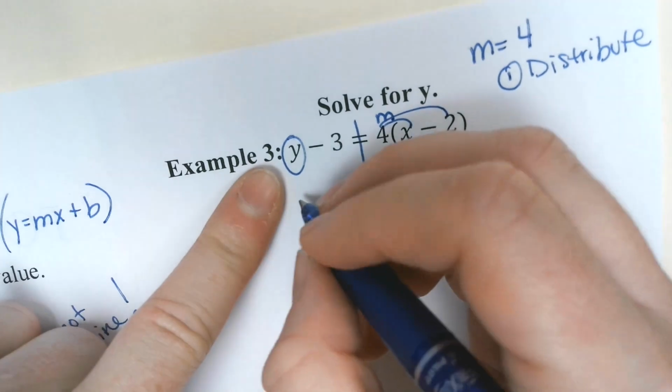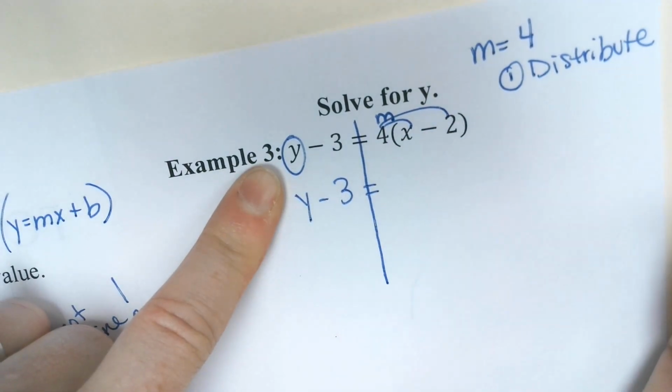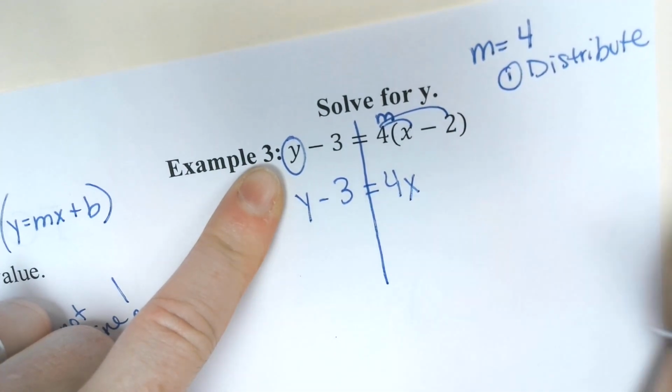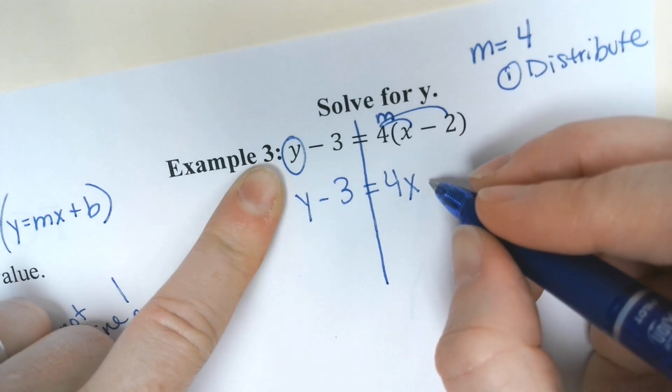We're just going to carry down what's on the left side. Y minus 3 equals 4 times x is 4x. 4 times a negative 2, negative 8.